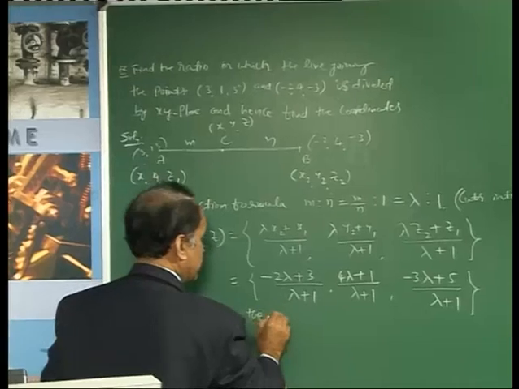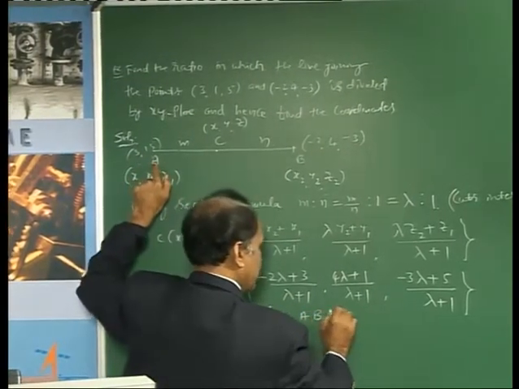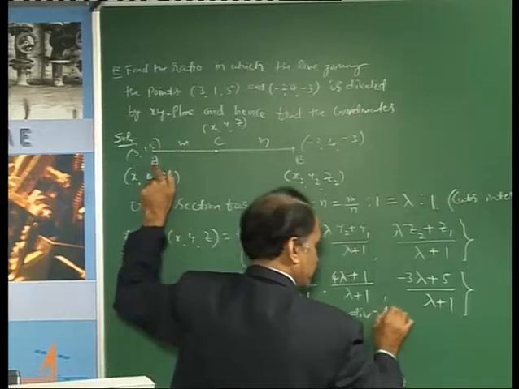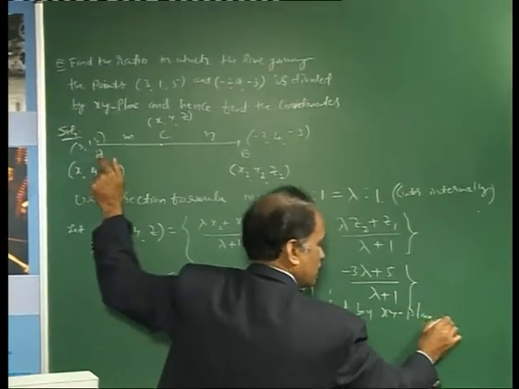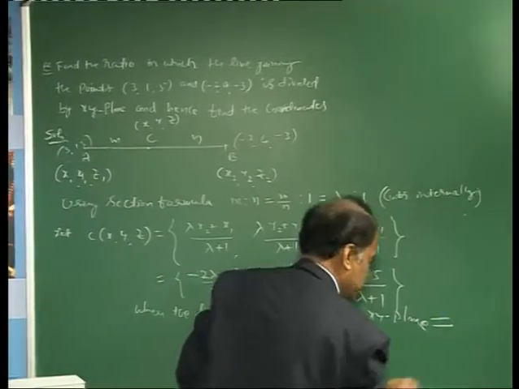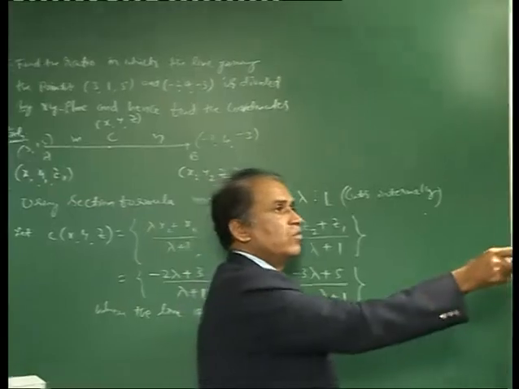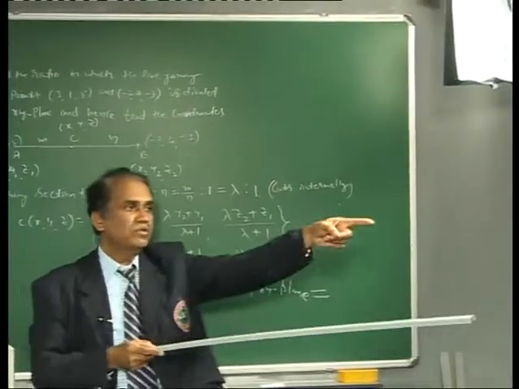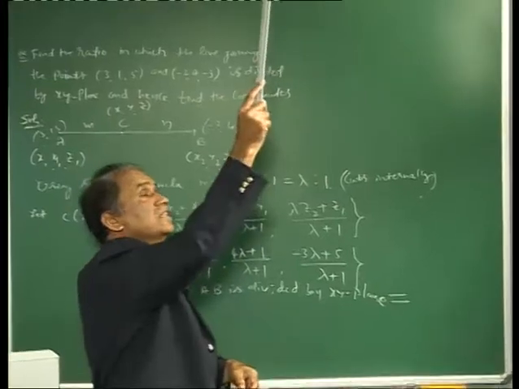When the line AB is divided by the xy plane, what exactly do you mean by the xy plane? For example, this wall, that wall is one plane, as I told you, and this wall is another plane, and this ceiling is one more plane.